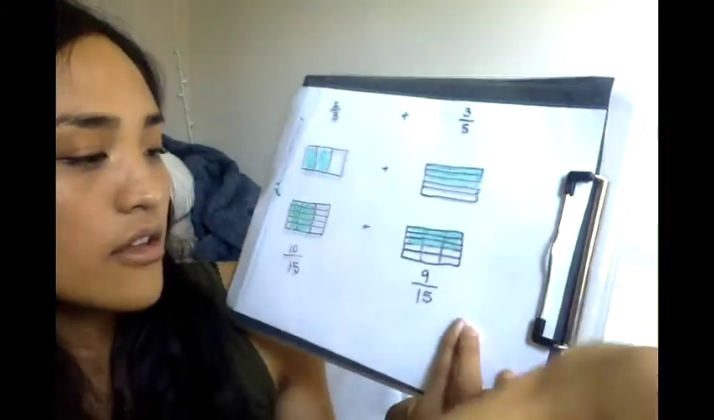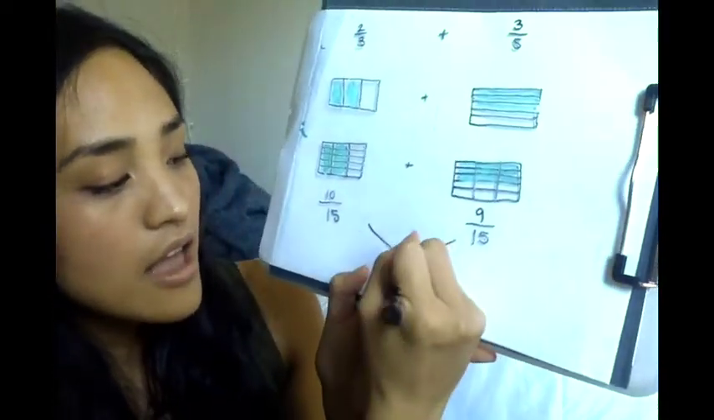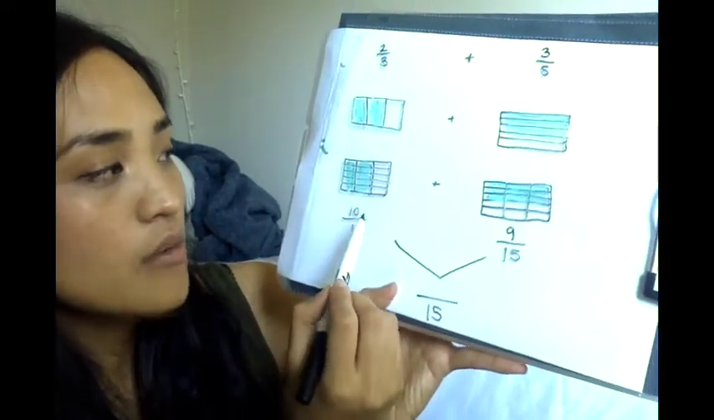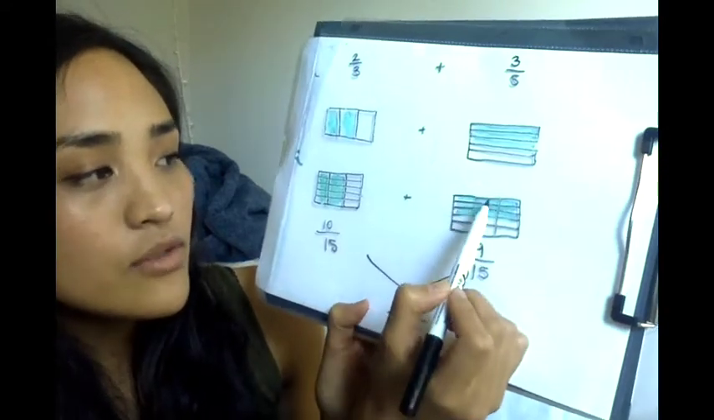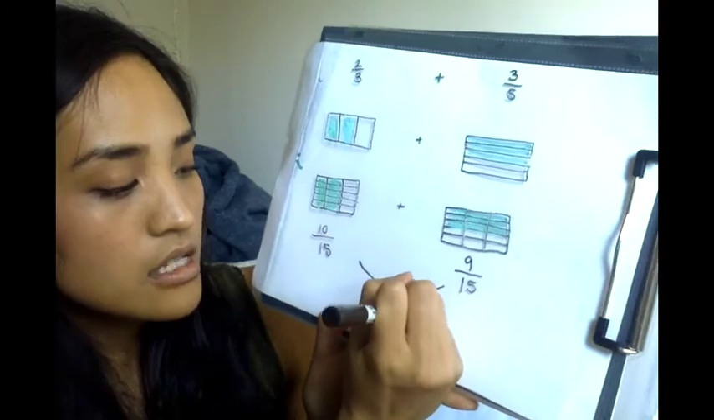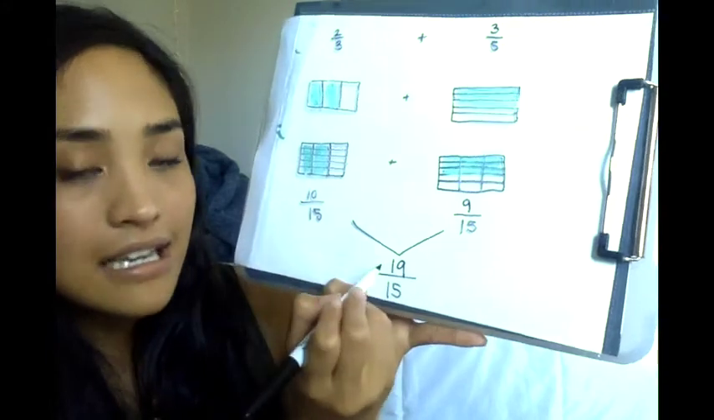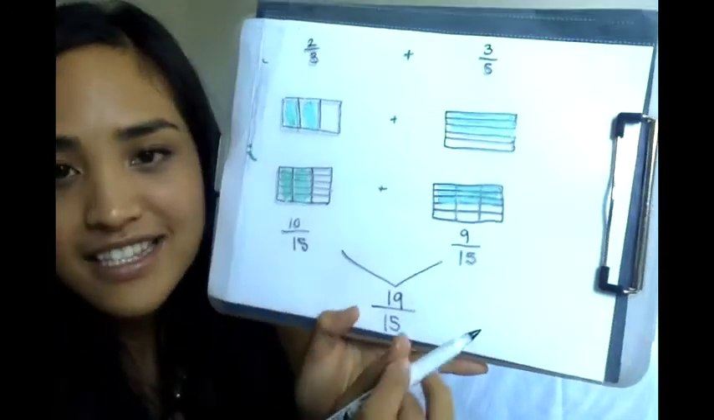Now I can add these together. And on the bottom, that's going to tell me what kind of pieces I have. And I have 15ths, right? And then now we can add the pieces on the top. So 1, 2, 3, 4, 5, 6, 7, 8, 9, 10, 11, 12, 13, 14, 15, 16, 17, 18, 19. So I'm adding the 10 pieces and the 9 pieces. So now I have 19 15th size pieces, or 19 15ths.